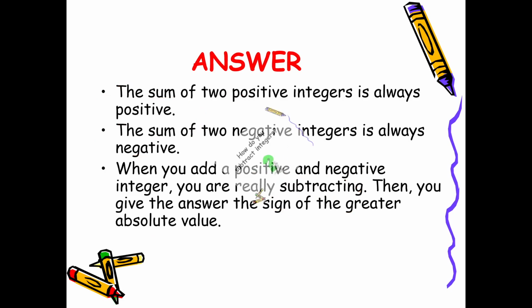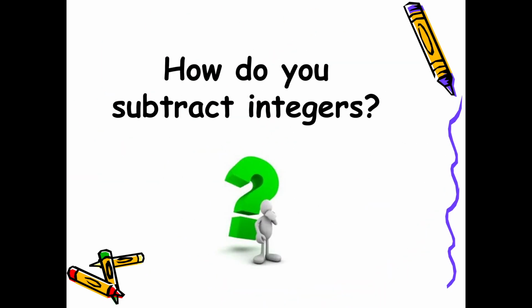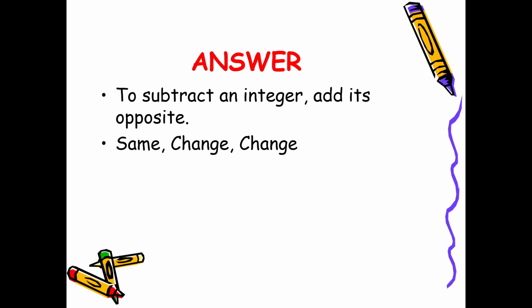Let's proceed. How do you do subtraction? Take note, we subtract by simply adding its opposite. We make use of this rule: same, change, change. You know that already.